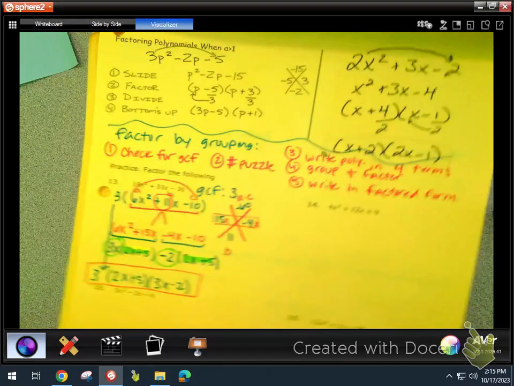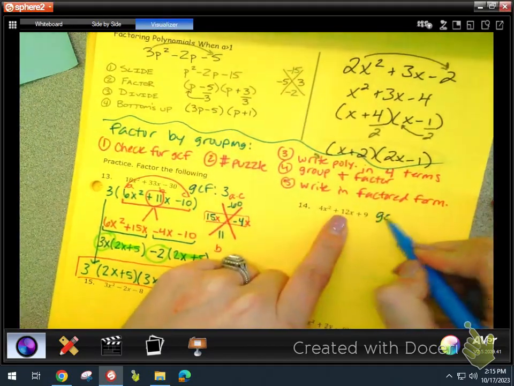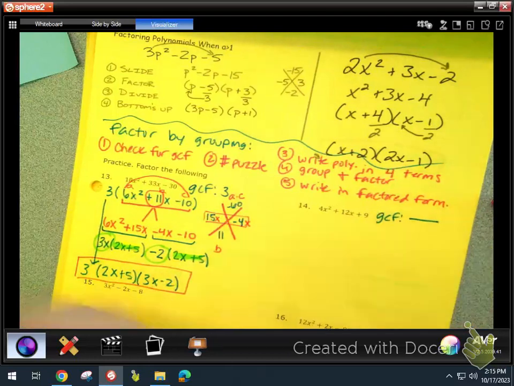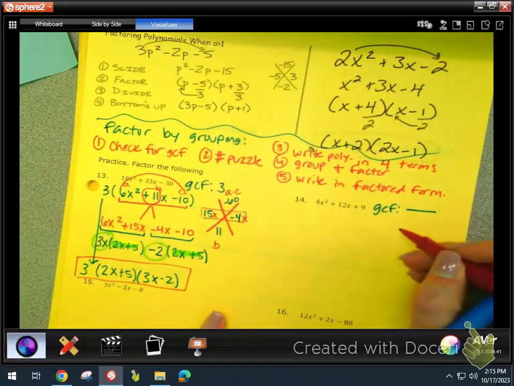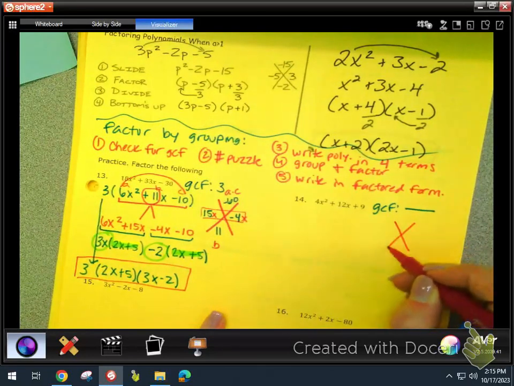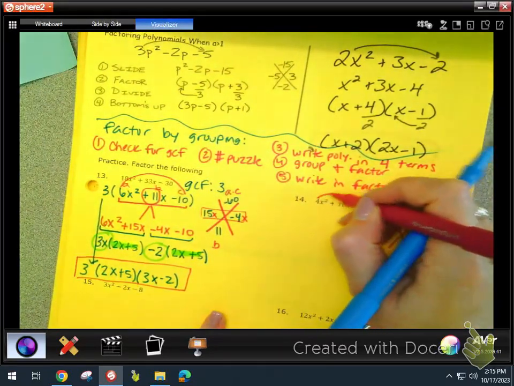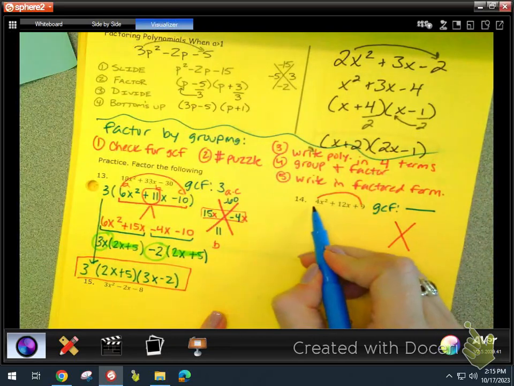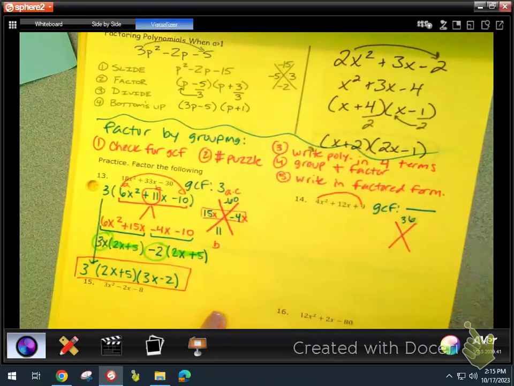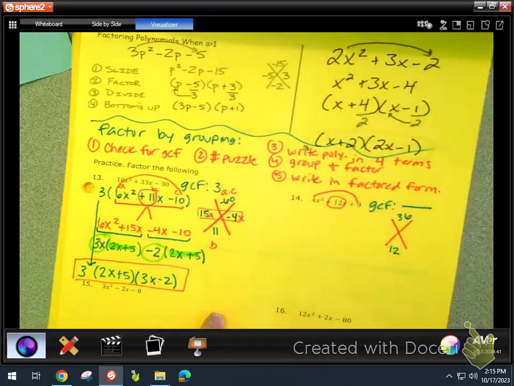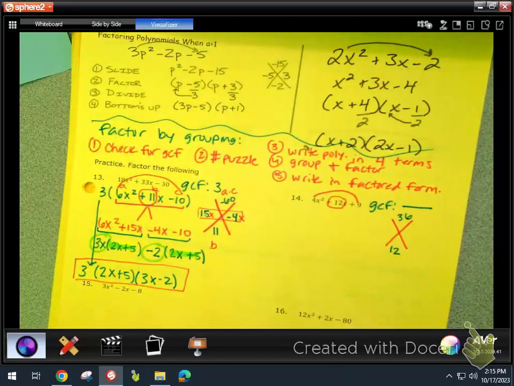Do I have a GCF here? No, but do I have to check for it? Yes. No GCF. Okay, move on. Number puzzle it. So what goes at the top of your number puzzle? A times C. 4 times 9 is 36. What goes at the bottom of your puzzle? What kind of 12? Positive. Be careful with that. That sign is really important.